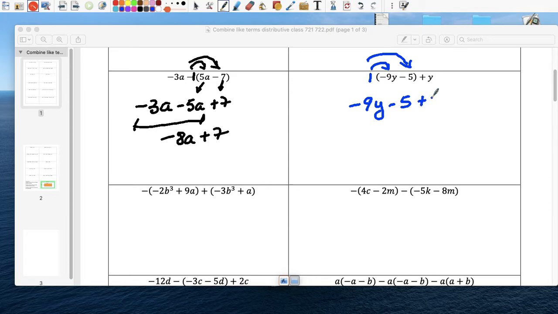So plus y, we can combine negative 9y plus y, right? And then minus 5 just hangs out in the back. Negative 9y plus 1y is negative 8y.